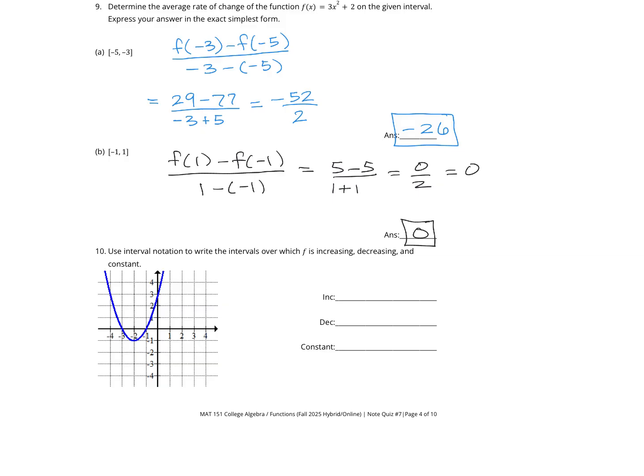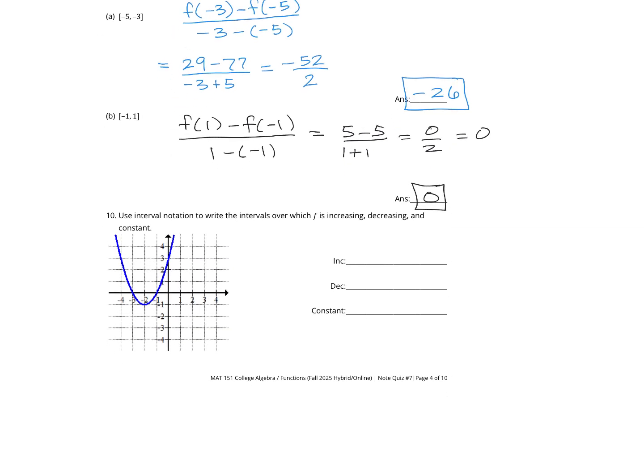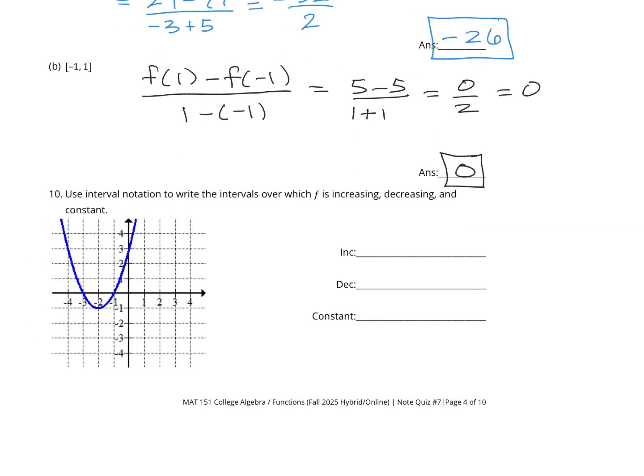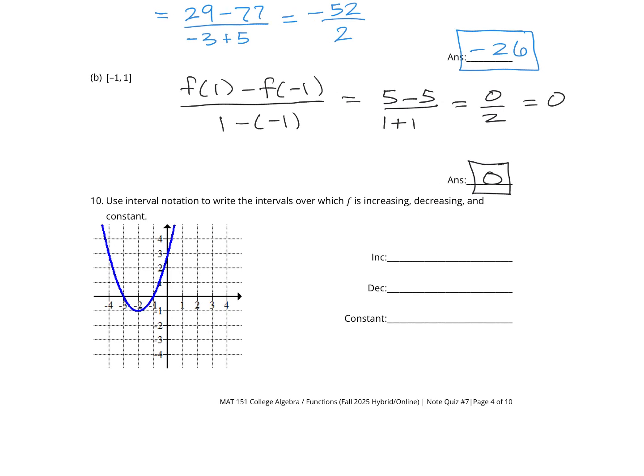And again, we're just calculating the slope between those 2 points. All right, now we're going to talk about some other characteristics of functions. And we're going to talk about increasing and decreasing. When you answer these questions, you're always going from left to right, following the x-axis.